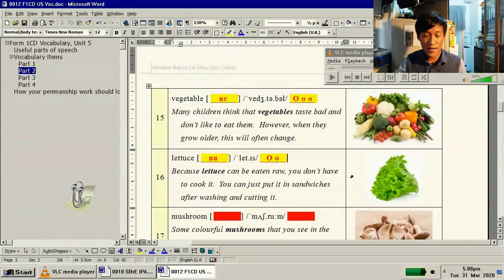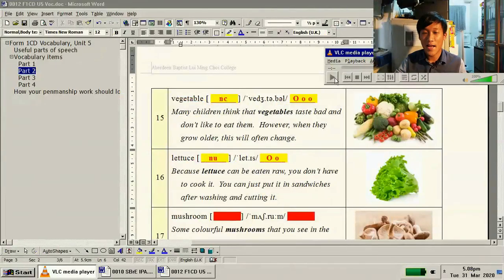Okay, let's practice reading. Lettuce. Because lettuce can be eaten raw, you don't have to cook it. You can just put it in sandwiches after washing and cutting it.